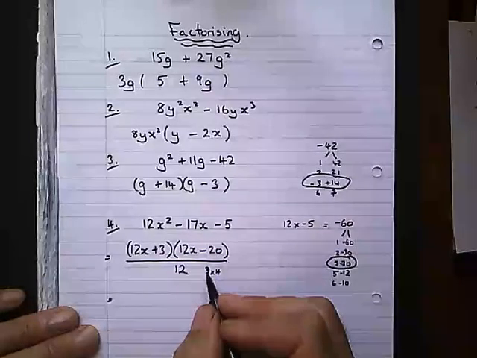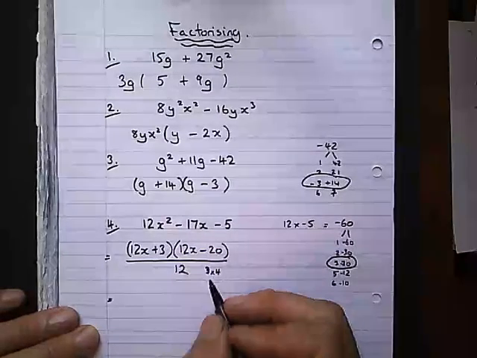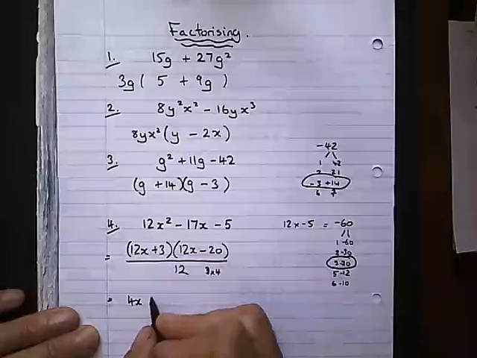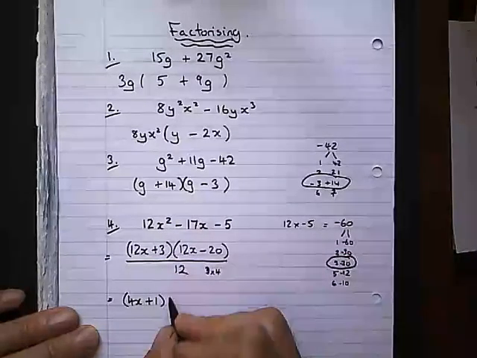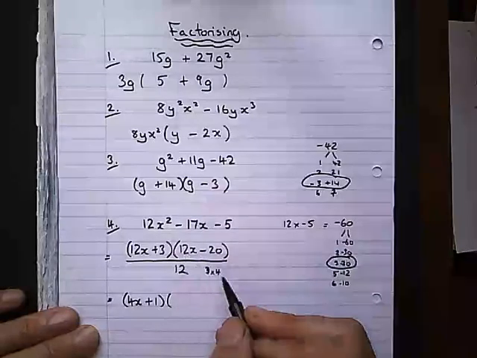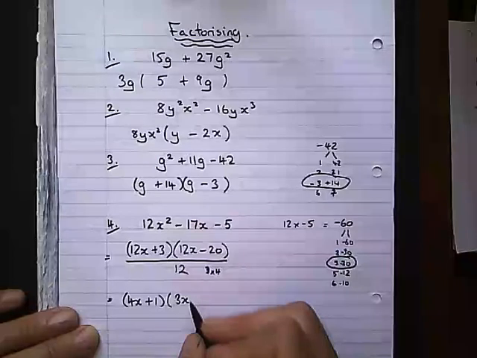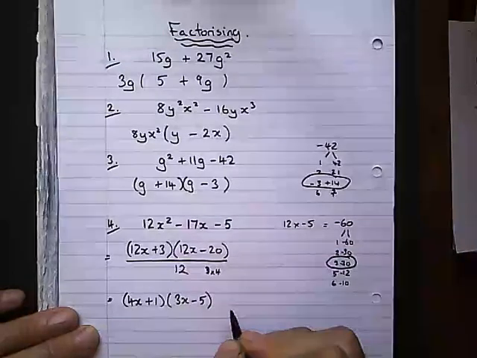So divide 12x by 3 and I get 4x. Divide 3 by 3 and I get 1. Divide 12x by 4 and I get 3x. Divide -20 by 4 and I get -5. And that's it. That's your factorising done for that question.